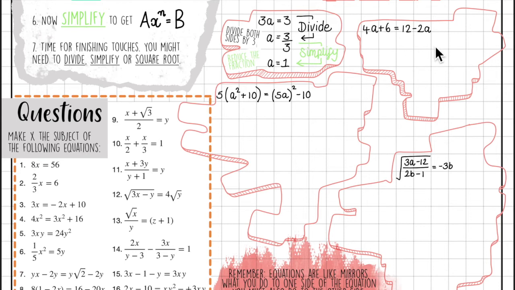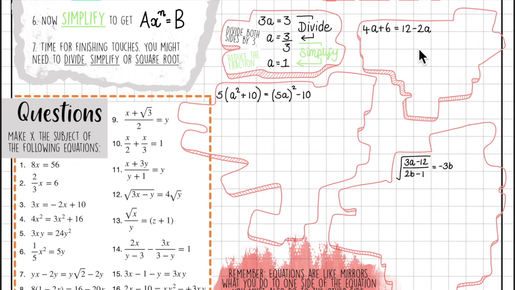Now, there are two ways to remember how to do this. The first way is remembering this mirror rule. What happens on this side must also happen on that side. So to get rid of minus 2a on this side, we'd have to add 2a. Now, what you do to this side, you have to do to that side. So if we add 2a here, we have to add 2a on that side. By adding 2a on this side, it becomes minus 2a plus 2a, which is 0. And then on this side, we get 4a plus 2a, which is 6a.